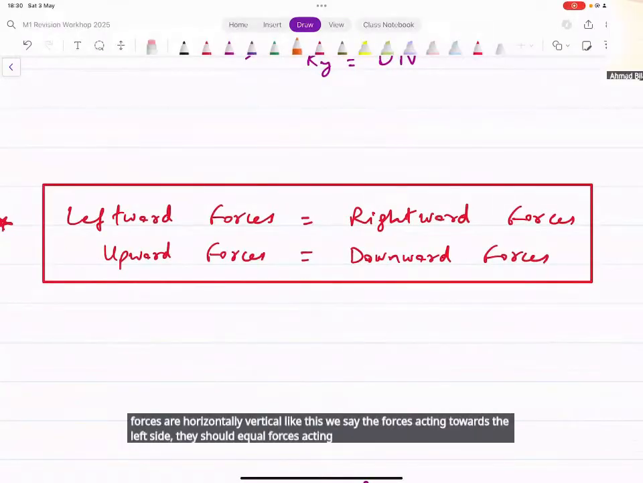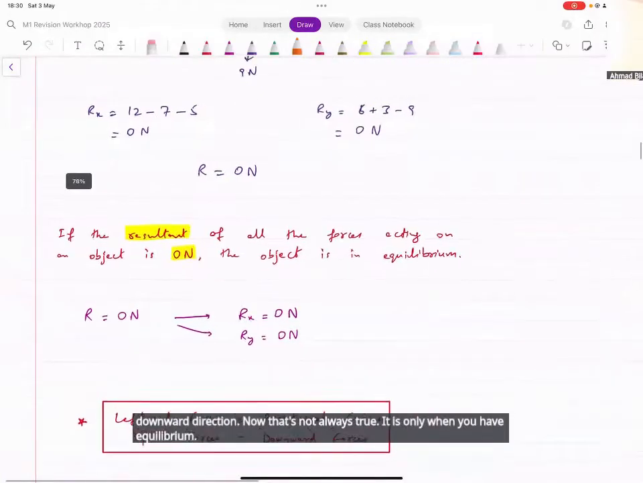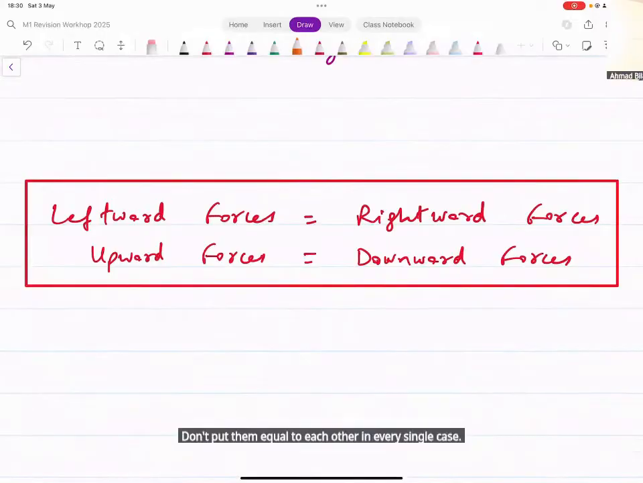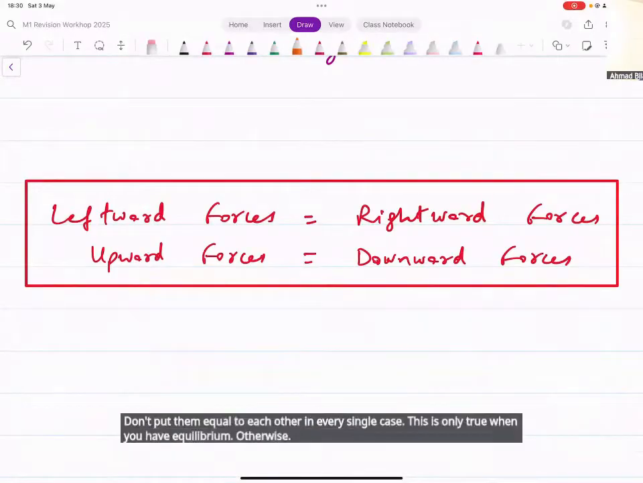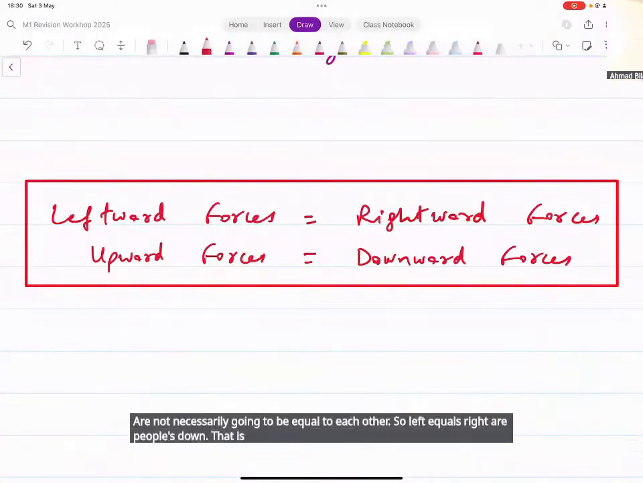And the forces acting in the upwards direction should equal the forces acting in the downward direction. Now, that's not always true. It is only when you have equilibrium. Don't put them equal to each other in every single case. This is only true when you have equilibrium. Otherwise, they are not necessarily going to be equal to each other. So left equals right, up equals down. That is what you do when you have equilibrium.